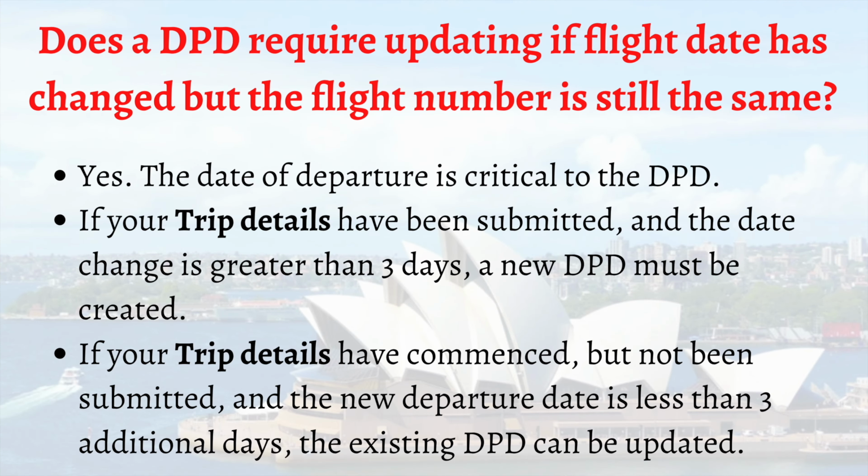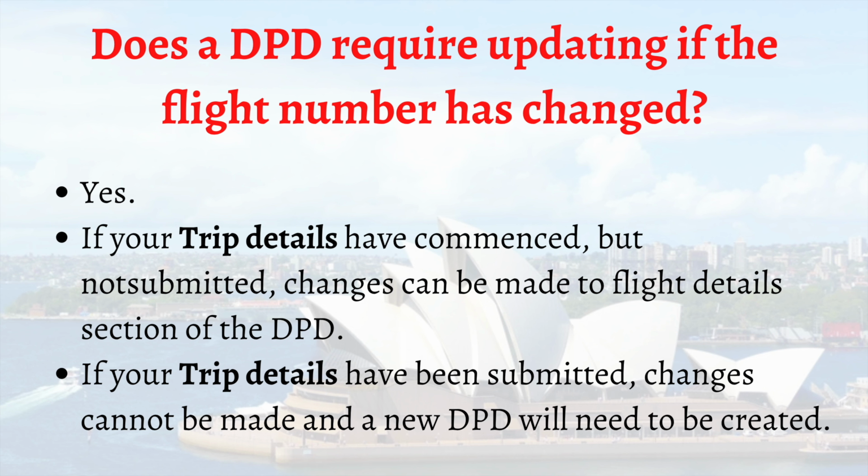Now, does a DPD require updating if flight date has changed but the flight number is still the same? The answer is yes. The date of departure is critical to the DPD. So if your trip details have been submitted and the date change is greater than 3 days, a new DPD must be created. And if your trip details have commenced but not been submitted, and the new departure date is less than 3 additional days, the existing DPD can be updated.